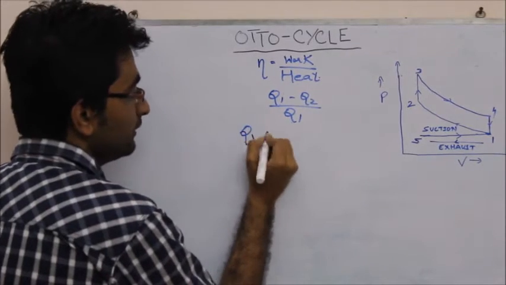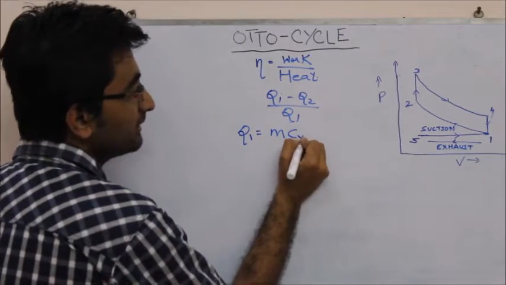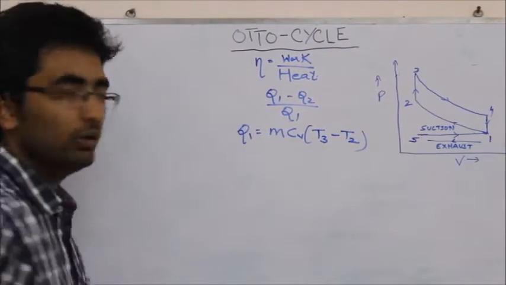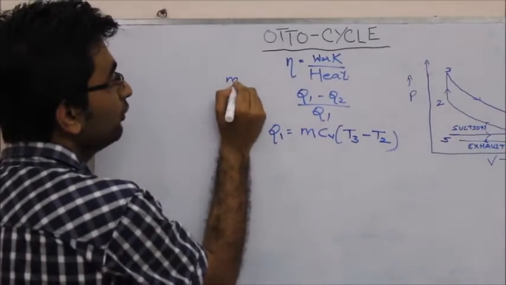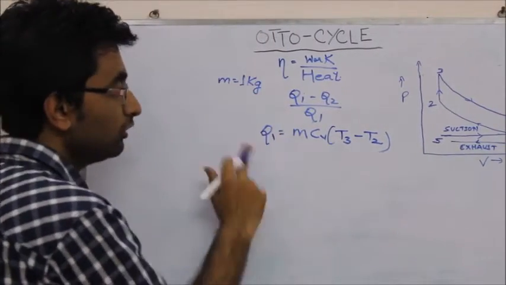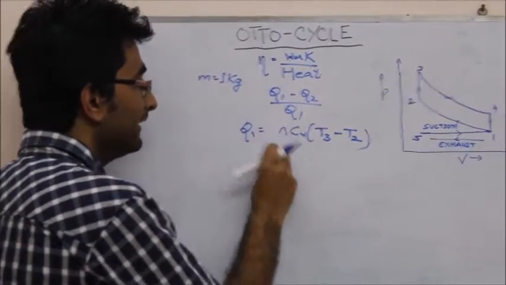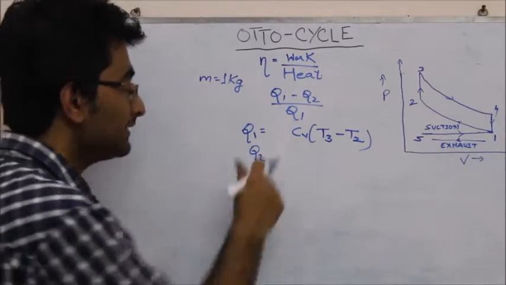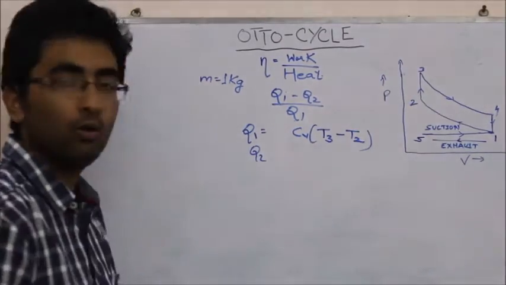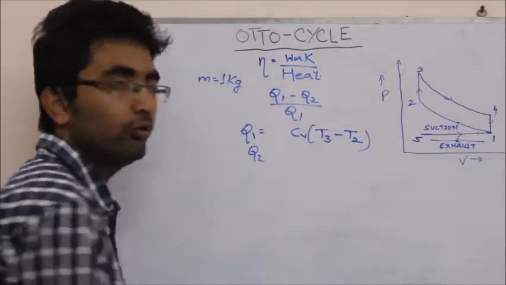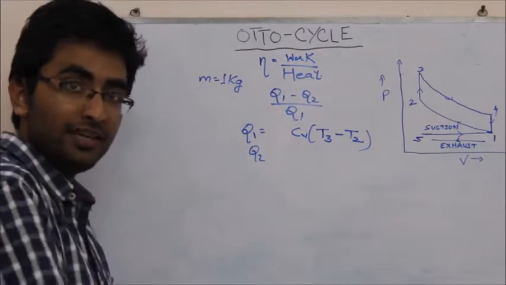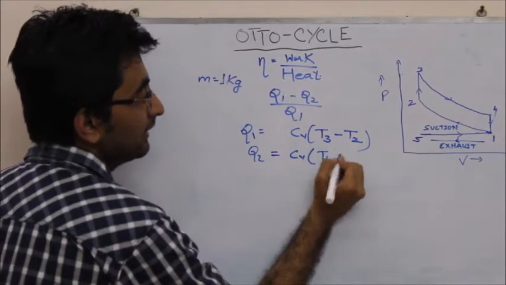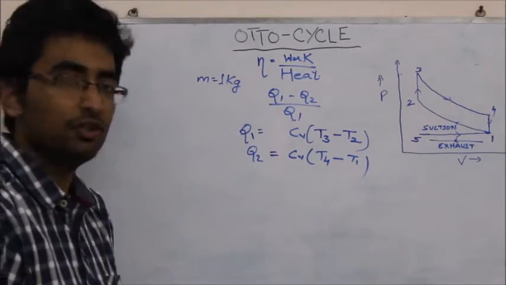So Q1 is equal to m Cv, Cv is for constant volume, T3 minus T2. Now let us consider mass is equal to 1 kg. So Q1 is equal to Cv (T3 minus T2). Heat is supplied during process 2 to 3, and heat is rejected during the process 4 to 1. Heat is rejected by air during the exhaust. So heat rejected Q2 is equal to Cv (T4 minus T1), considering 1 kg of mass.